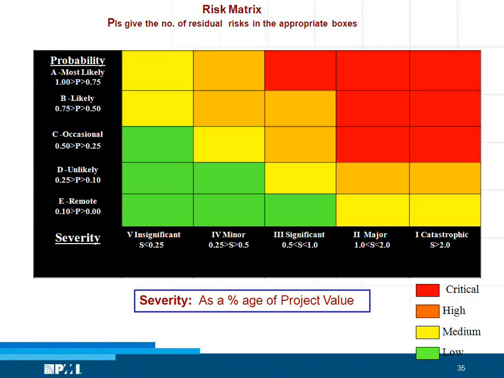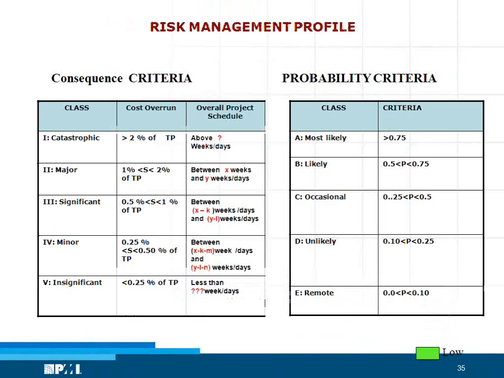As you can see, the probability scale is anything above 0.75 is called the most likely probability. Anything between 0.75 and up to 0.5 on the lower end is called likely, and 0.25 to 0.5 is occasional, 0.1 to 0.25 is unlikely, and the last one, less than 0.1, that is less than 10% chance, is about remote. Similarly, on the consequence front on the right, as you can see here: insignificant, minor, significant, major, and catastrophic. So you are classifying the consequences as well. Naturally, the one which is most likely and catastrophic is the one which you would handle first.